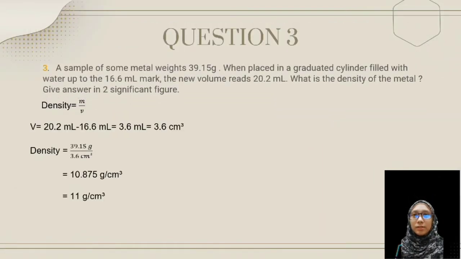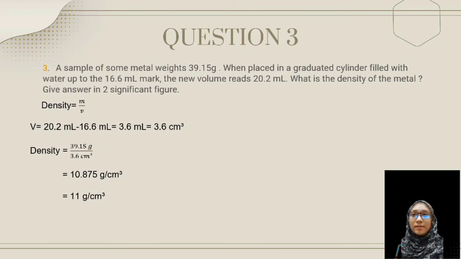We move to question number 3. A sample of some metal weighing 39.15 grams is placed in a graduated cylinder filled with water up to the 16.6 milliliter mark, and the new volume reads 20.2 milliliters. What is the density of the metal? Density is mass over volume. So we find the volume: 20.2 milliliters minus 16.6 milliliters gives 3.6 milliliters, the same as 3.6 cubic centimeters.